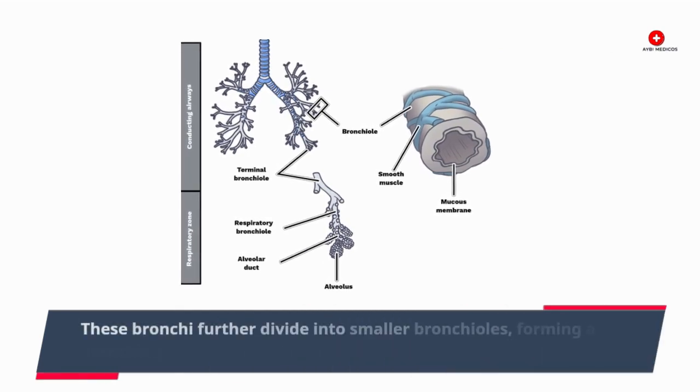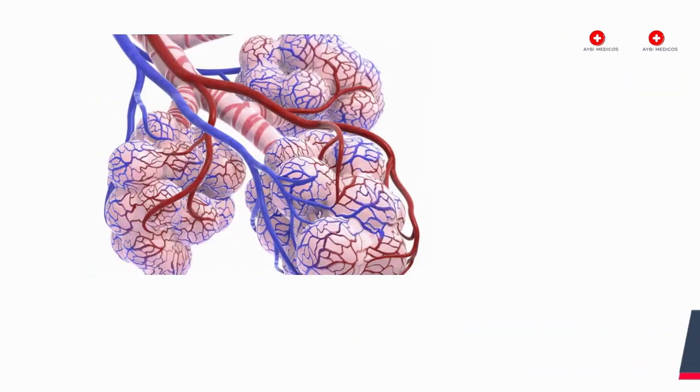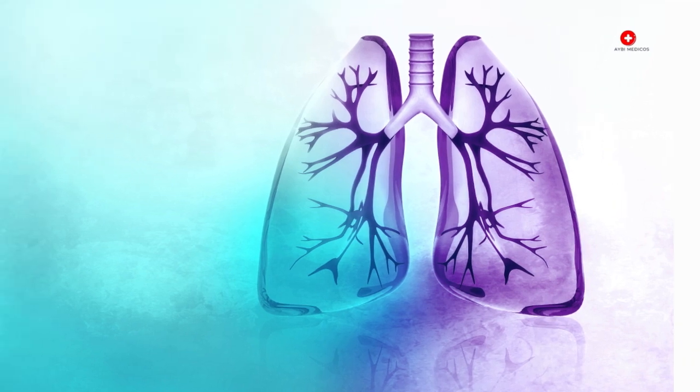Bronchi and bronchioles. The trachea divides into two main bronchi, one leading to each lung. These bronchi further divide into smaller bronchioles, forming a branching network that extends throughout the lungs. The bronchioles eventually terminate in tiny air sacs called alveoli.